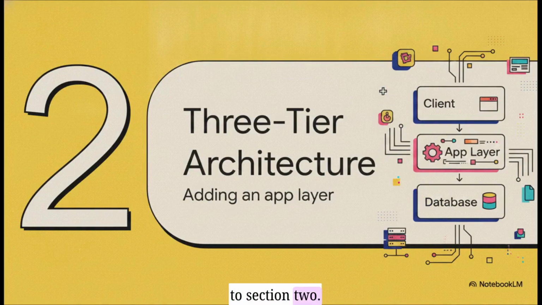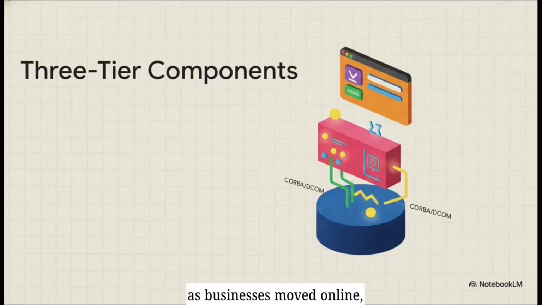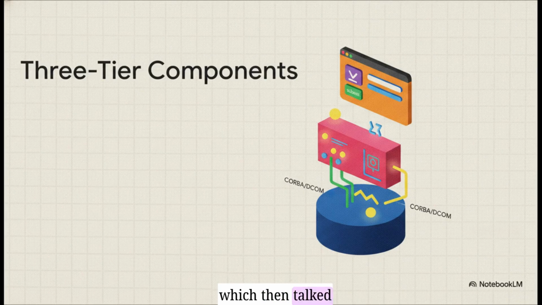Which brings us to Section 2. Enter three-tier architecture, adding an application layer. So as businesses moved online, simply having a browser talk to a web server, which then talked to a database, well, it just wasn't cutting it anymore.